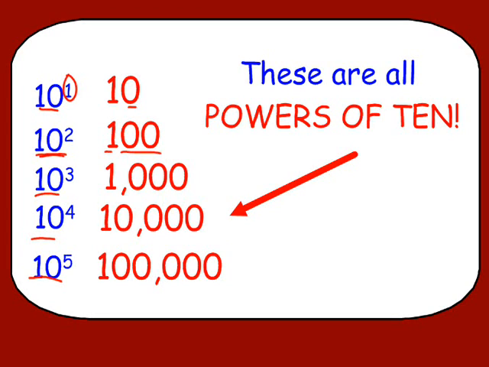A common mistake that kids will make is, for 10 to the second power, they'll take 10 and then add 2 zeros. Well, that's incorrect. 10 to the third power would be a 1 and 3 zeros. 10 to the fourth power is a 1 and 4 zeros.